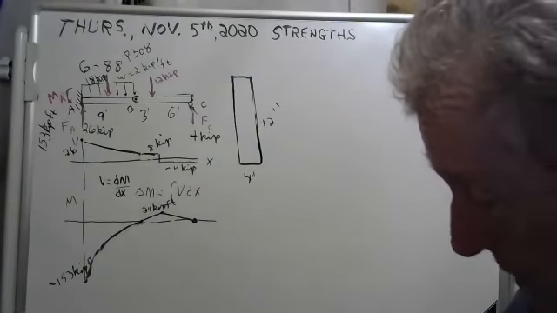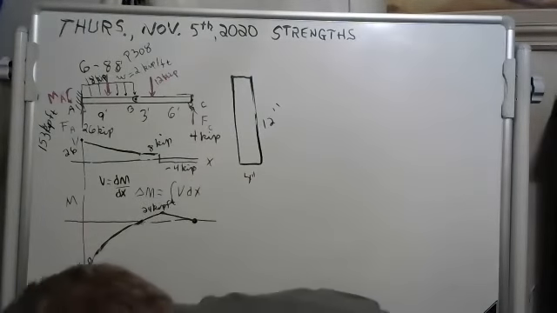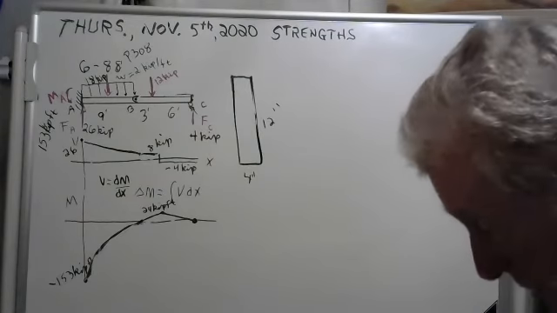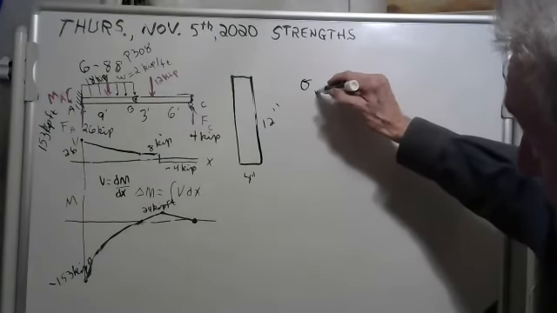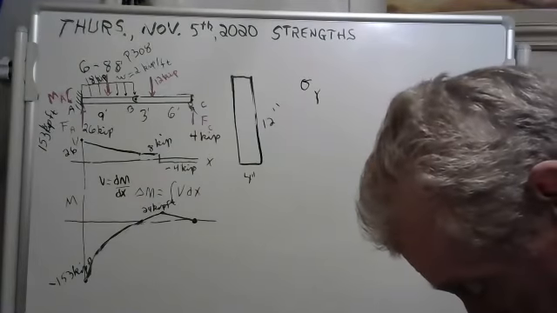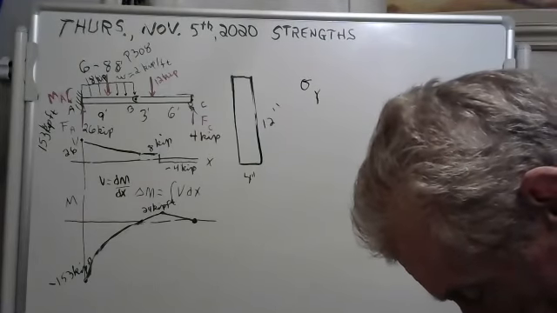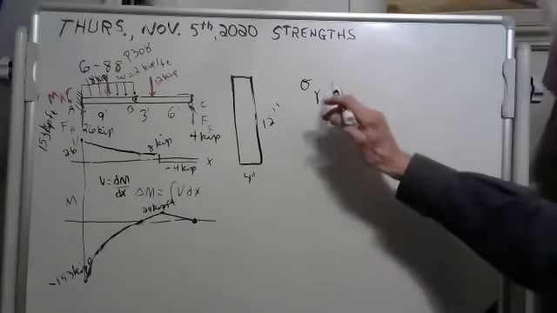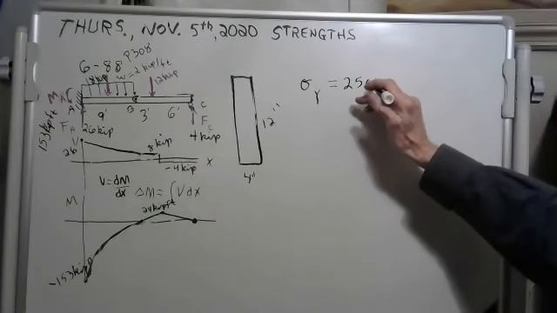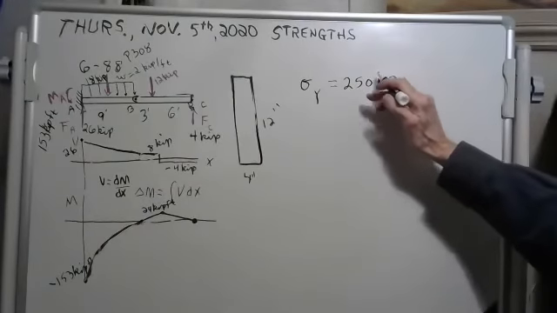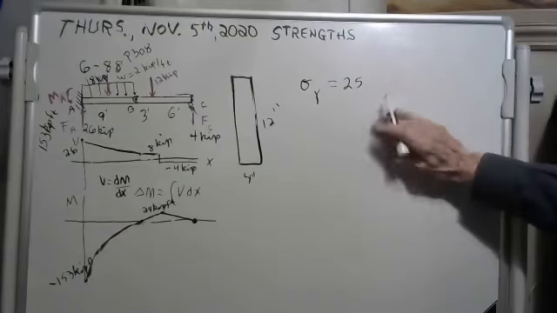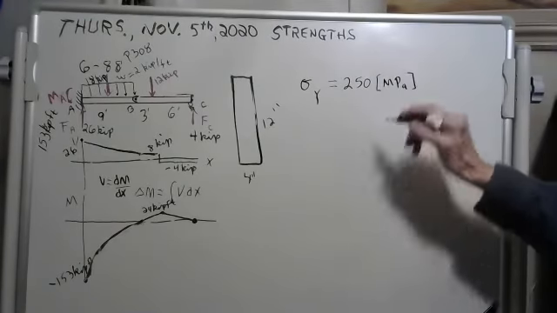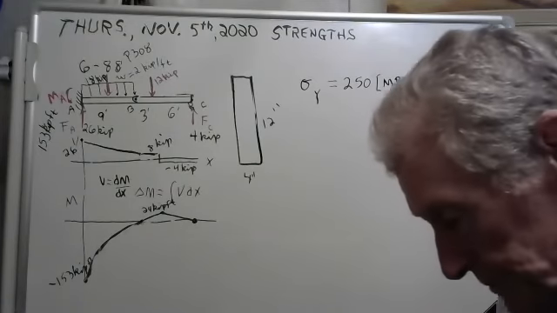Now let's suppose this is made out of a material that has a yield strength. We'll just make something up. Suppose it had a yield strength of, we'll say, 250 megapascal. That happens to be the yield strength for structural steel.